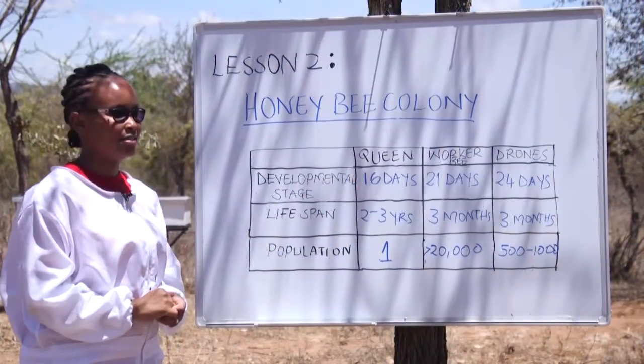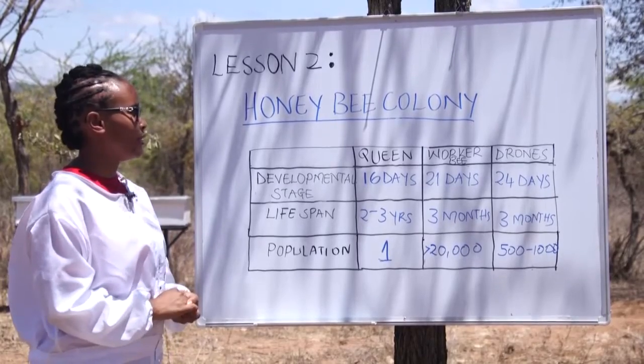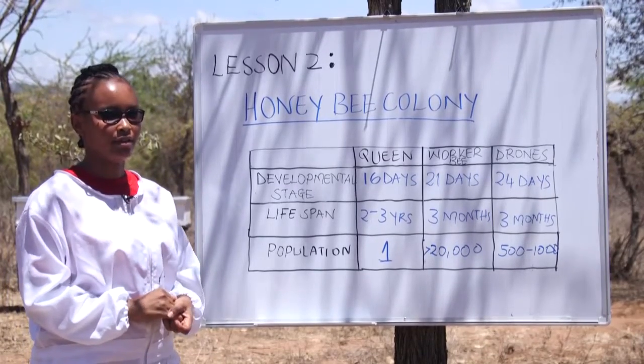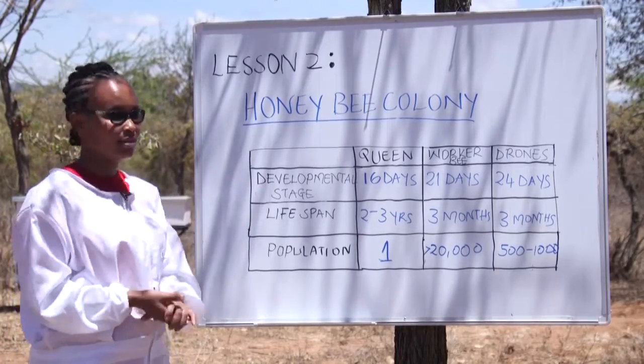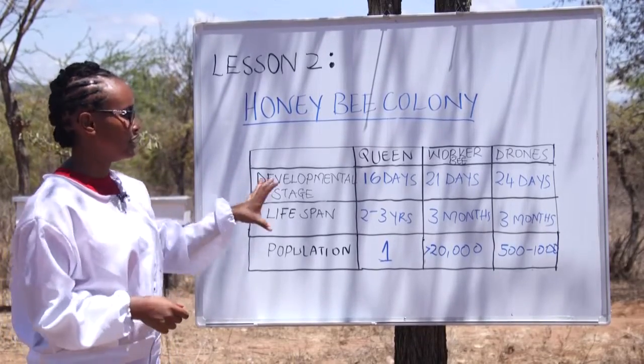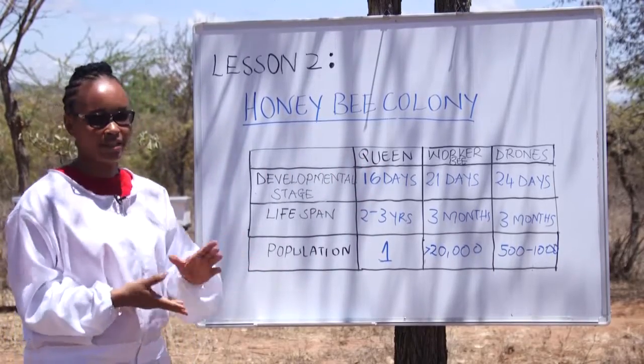Honeybees are known as Apis mellifera, their scientific name. So Apis is a genus and mellifera is a species. Honeybees are social insects, and they have essentially 3 members in a whole colony. The first member is a queen.